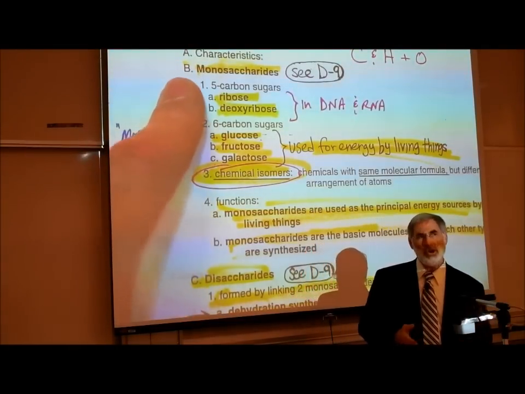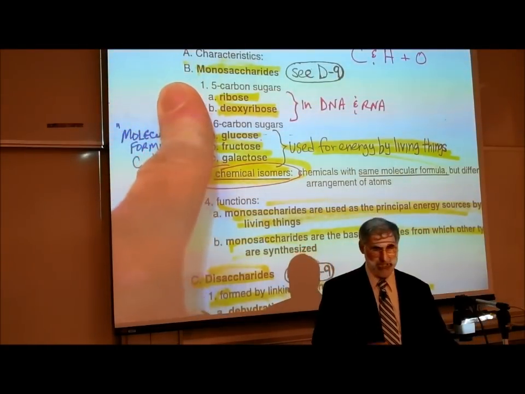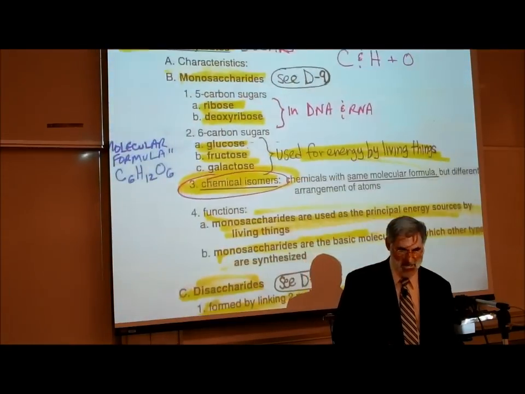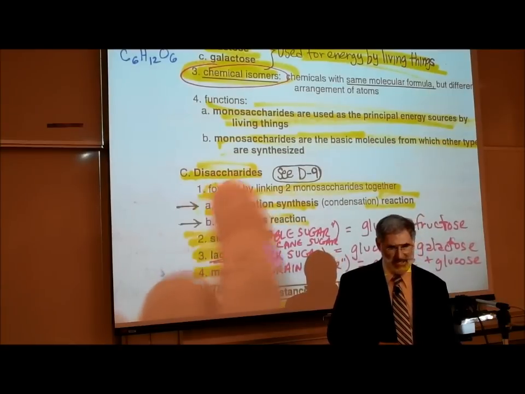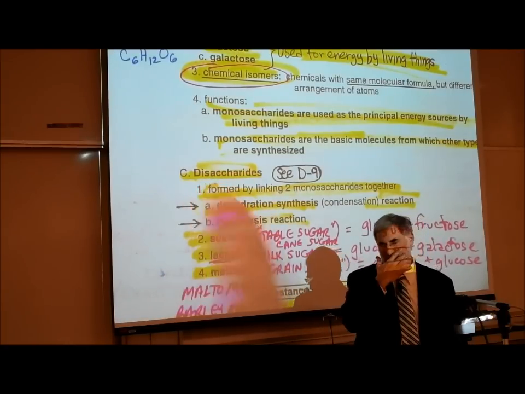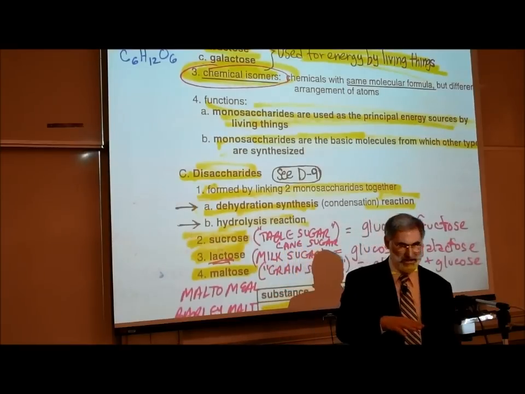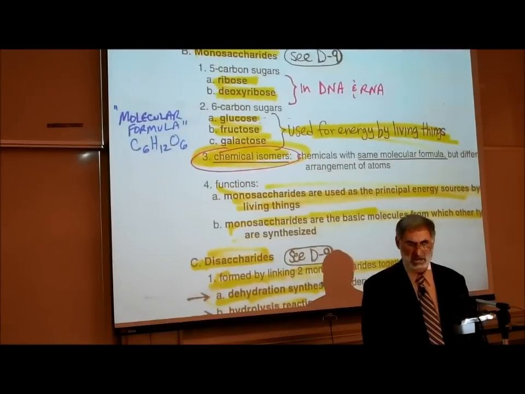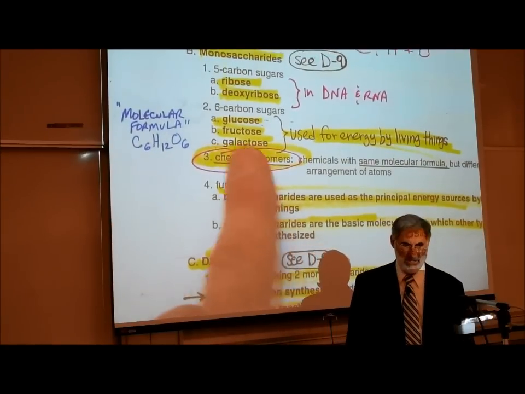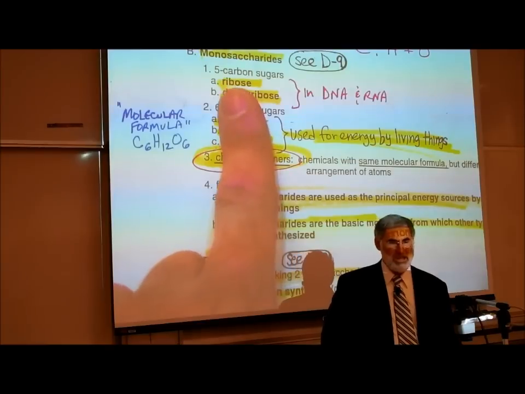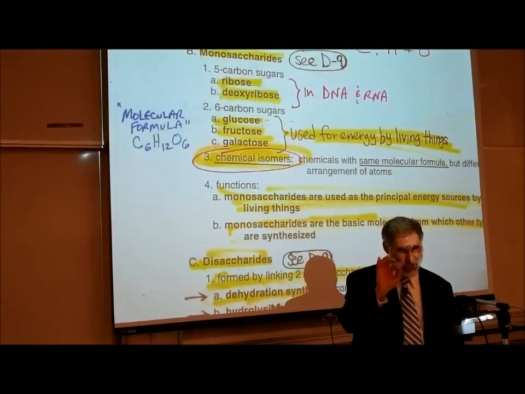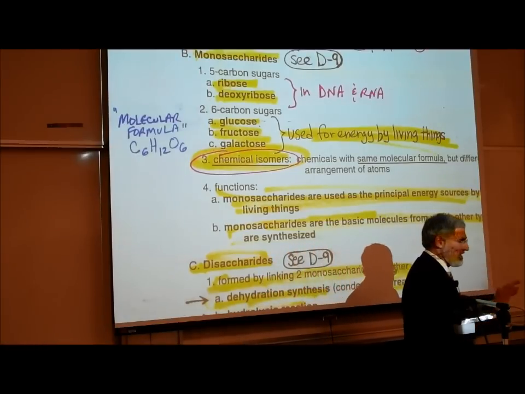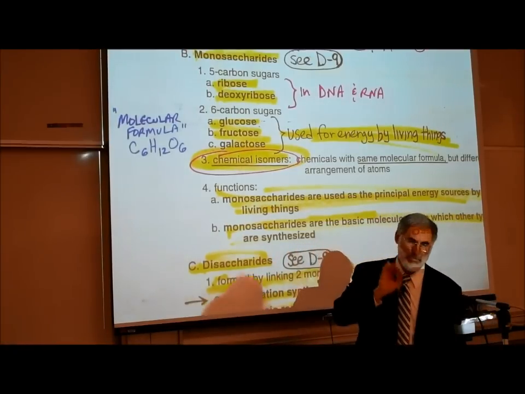Now, we divide carbs into 3 subgroups: monosaccharides, letter B, disaccharides, letter C, and on the next page at the top, polysaccharides, which won't be on this test. All right? So let's just cover the monosaccharides and disaccharides. So monosaccharides, what are they? Mono means single, one or single. Saccharide means sugars. So these are single sugars or simple sugars.